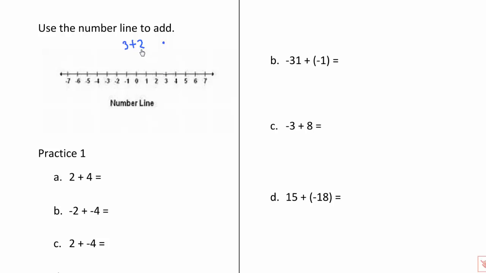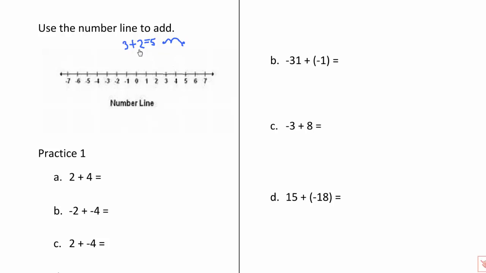So plus 2 means that we're going to go 2 to the right. So I'm going to start at this 3 and go right 2. So go plus 1, plus 2. And that would put that at 5. So our answer to 3 plus 2 would have to be 5. Anyway, this is how we add on the number line.